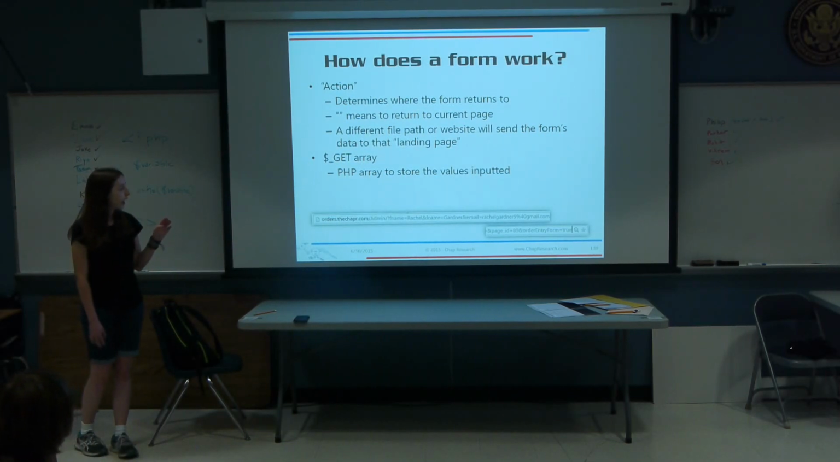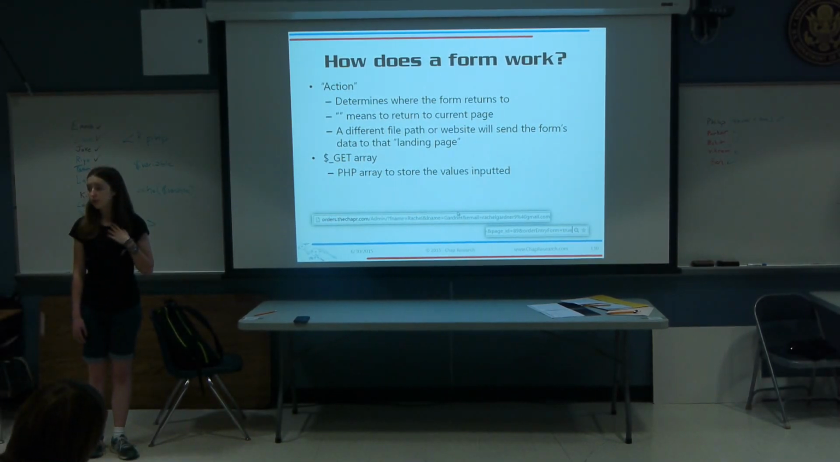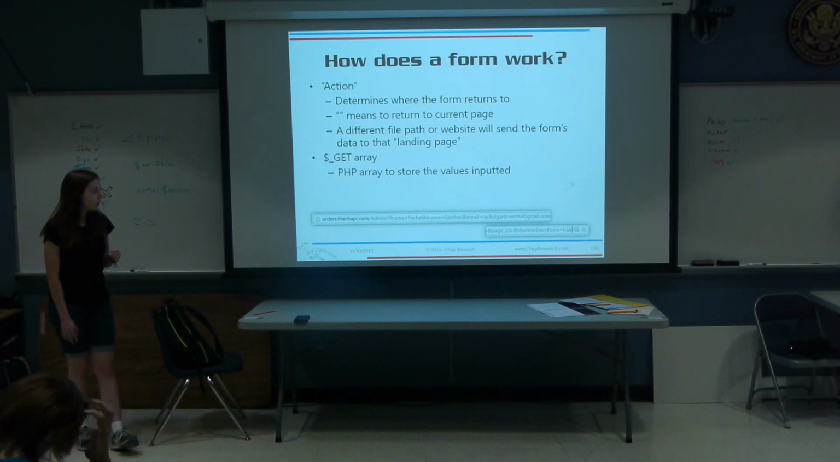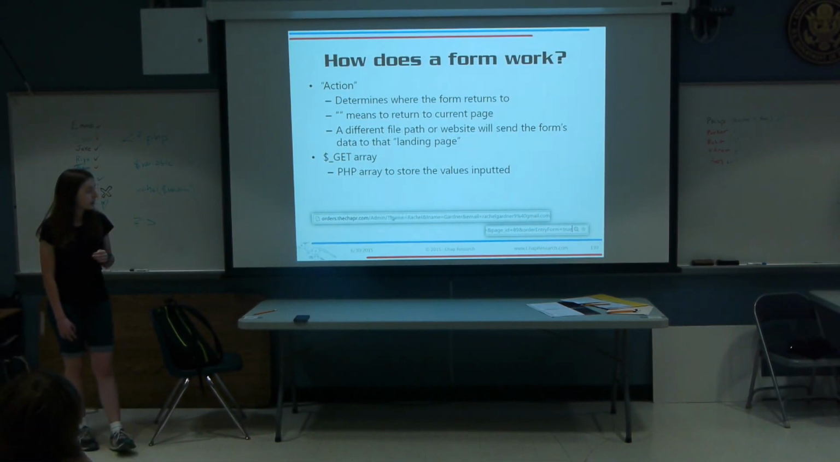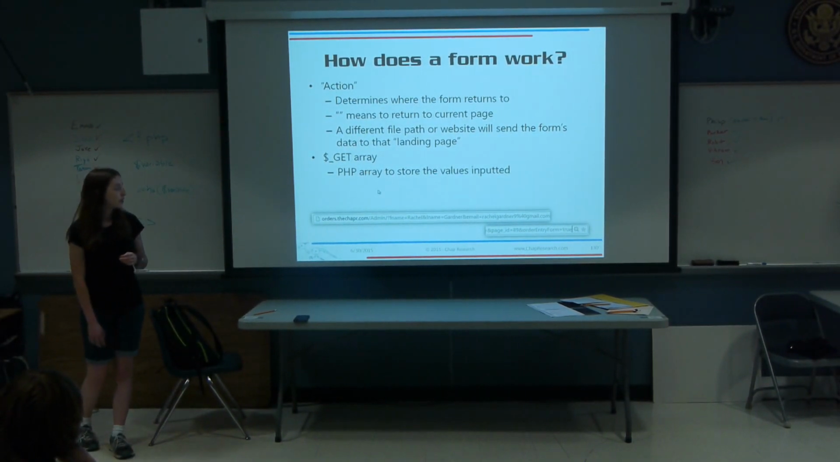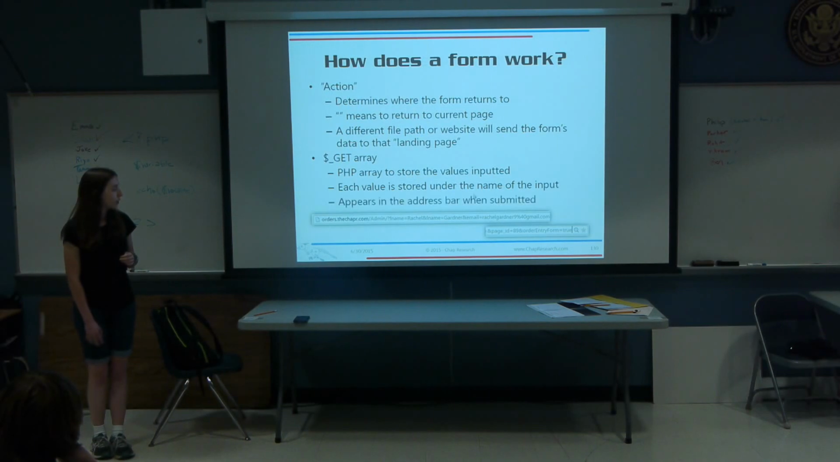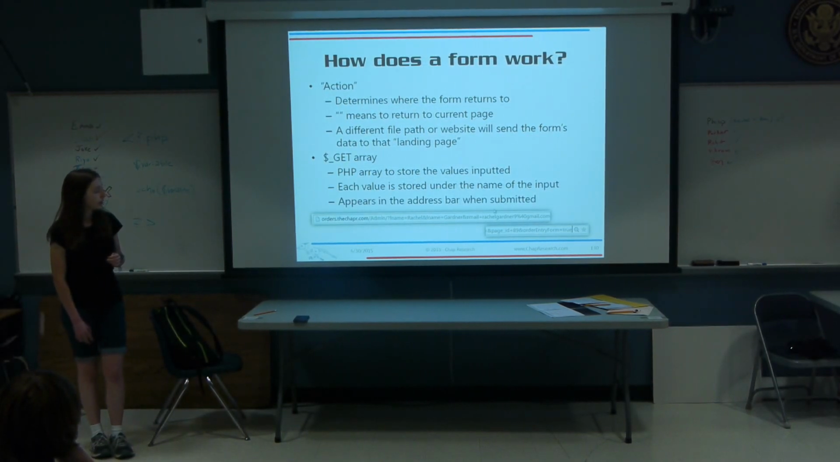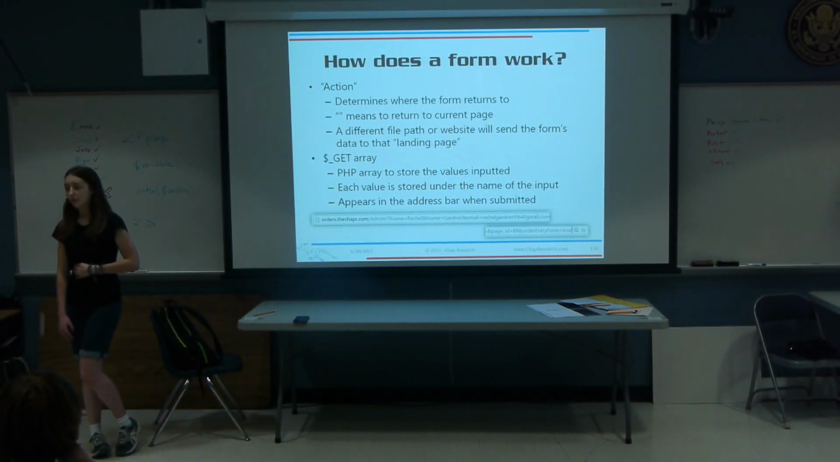So the GET array actually stores each one of these values. It's an array that would just say F name equals Rachel, and another entry, L name equals Gardner. Each value is stored under the name of the input, and it'll appear right here as we submit the form.